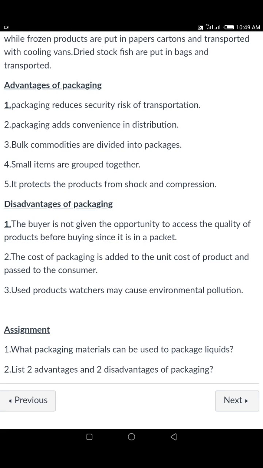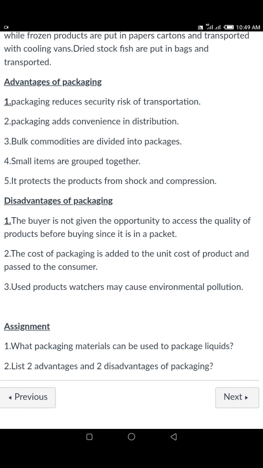One of the disadvantages is that the buyer is not given the opportunity to assess the quality of the product before buying, since it is inside a packet. Recently, people have been complaining about going to buy rice at the market, and on getting home, they find out that what they have inside the bag is local rice instead of foreign rice. Assuming that rice was opened where you bought it, you would have found out that what you have inside is local rice, not foreign. But due to the packaging, there is no way you can open it there, so you have to take it home. That is one of the disadvantages of packaging.